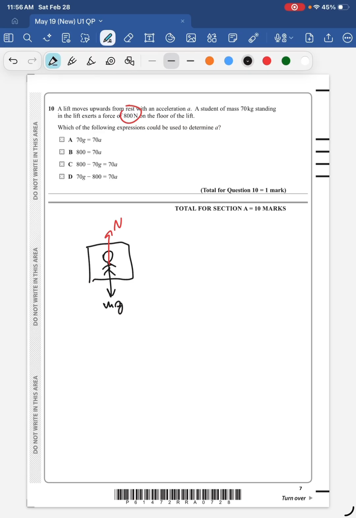So N minus mg, it moves up, so the acceleration is up. So N minus mg is m times a, and the reason is because the positive direction is taken as upwards. So 800 minus 70 kilograms times g is 70 kilograms times a, and the correct answer is C. Okay, that's the answer because it moves upwards.